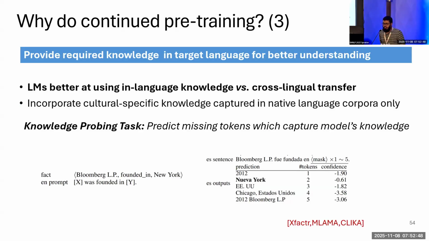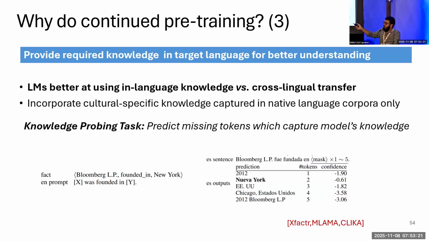Another important thing is that even after all of this continual pre-training, even after you try various techniques for cross-lingual transfer, there have been certain efforts which show that this still doesn't work that well. For example, one task you can try is a knowledge probing task, wherein you create facts. For example, Bloomberg was founded in New York. That's a singular fact. And you create templates in various languages. X was founded in Y, that's in English. In Spanish, you have a similar template.